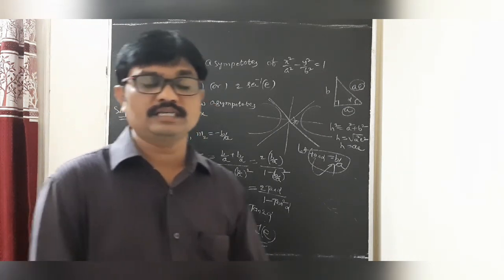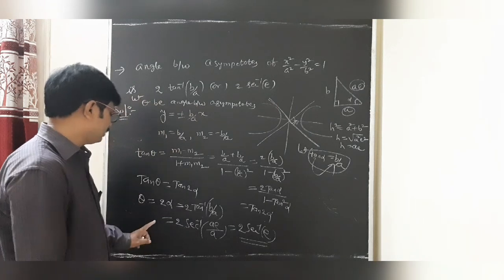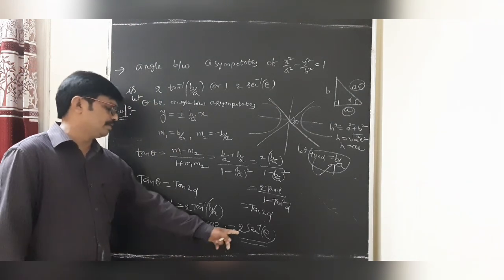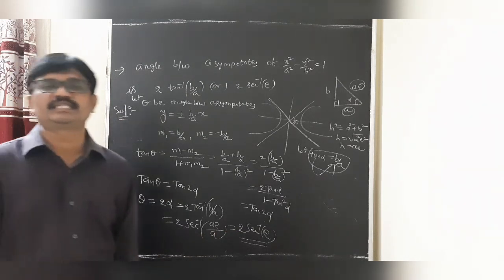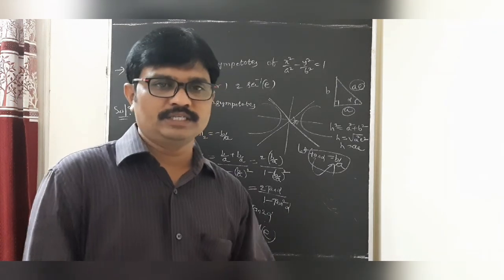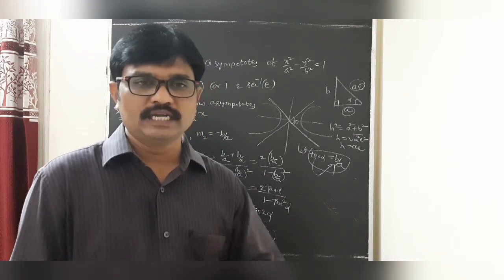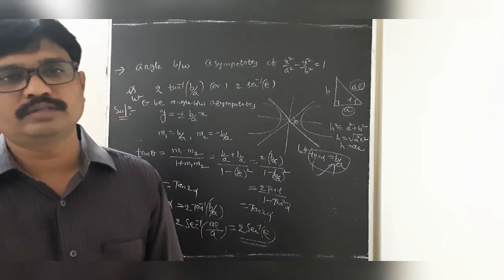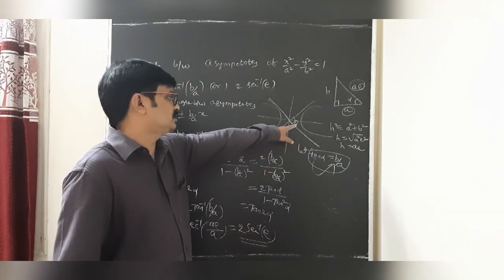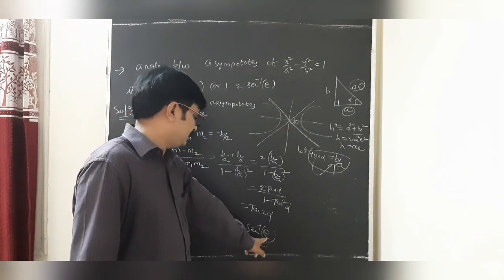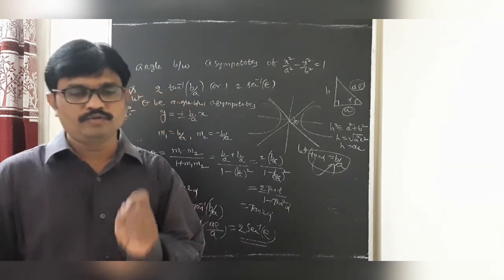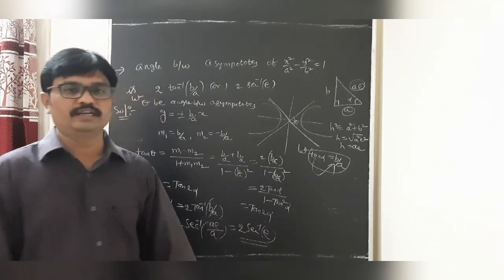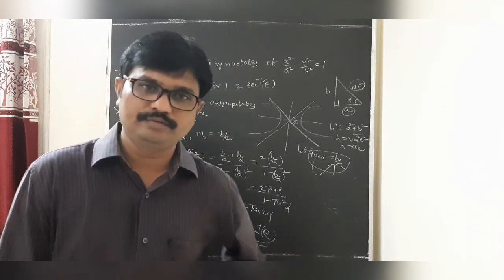One minute, students. Theta is 120, yes. 120 by 2 is 60. Cos 60 is 1 by 2, so secant 60 is undoubtedly 2. So suppose they give some angle like 120. How to find the eccentricity? We have to take theta equal to 2 into secant inverse of e. Okay, students, write down.